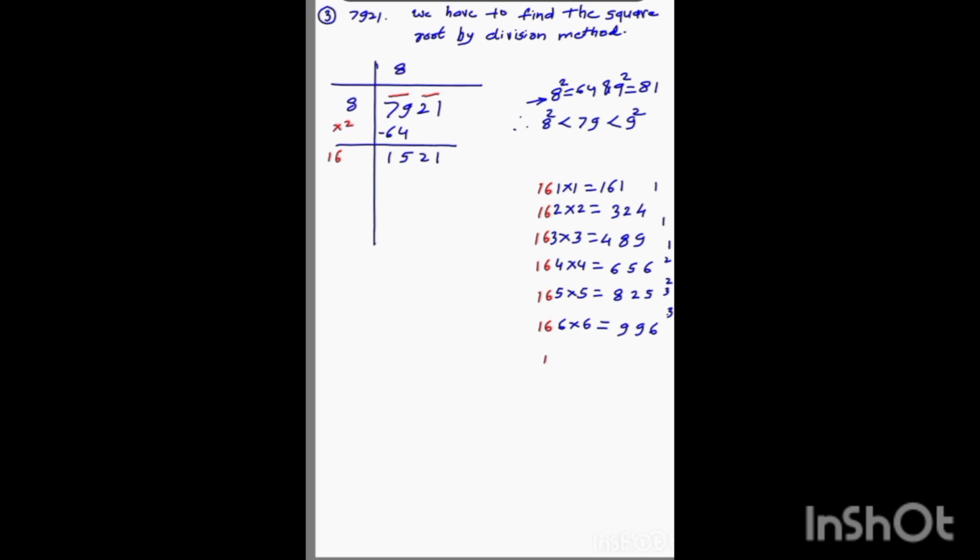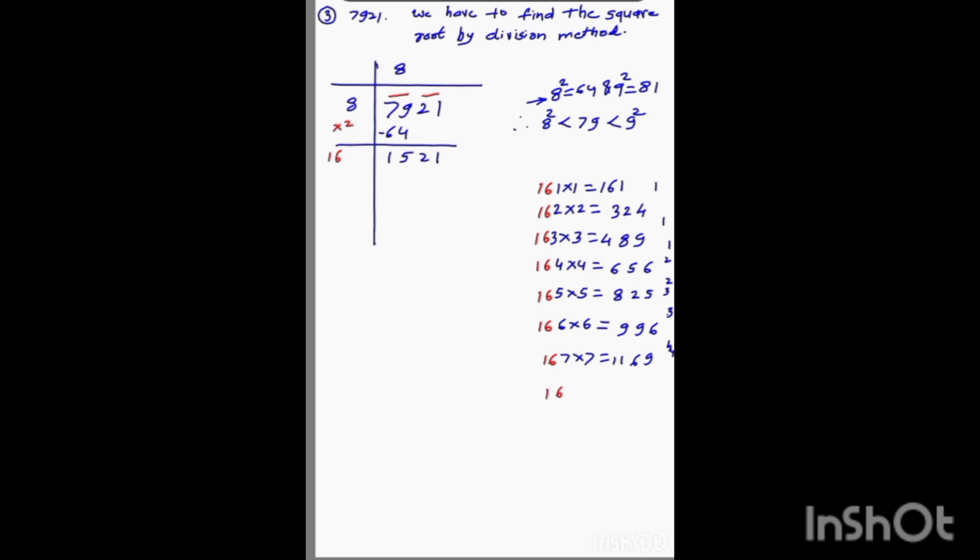Then 167 into 7. After practice, you do not start from 1. By logic, you can start from in between, but for that you need to have practice, and I know you will do it. This is just to understand. You will not start from 1, you will start from either 6 or 5 or even beyond that. So 167 into 7 is 1169.